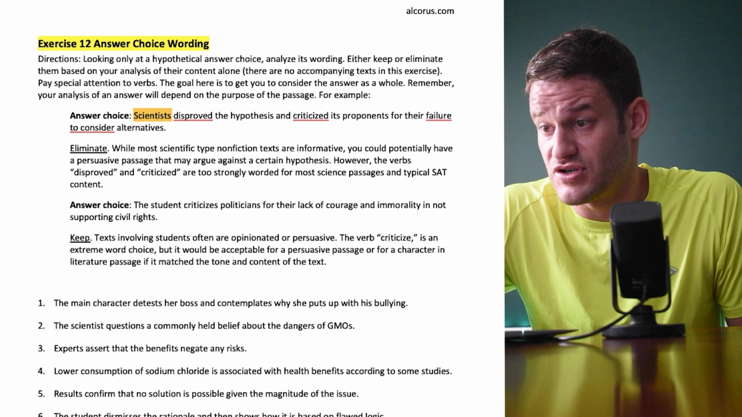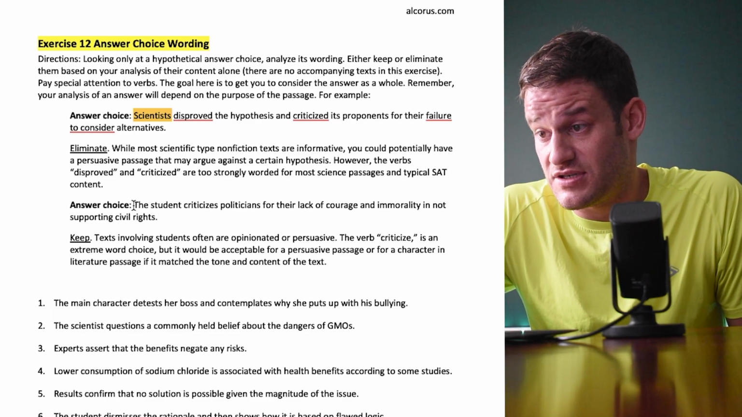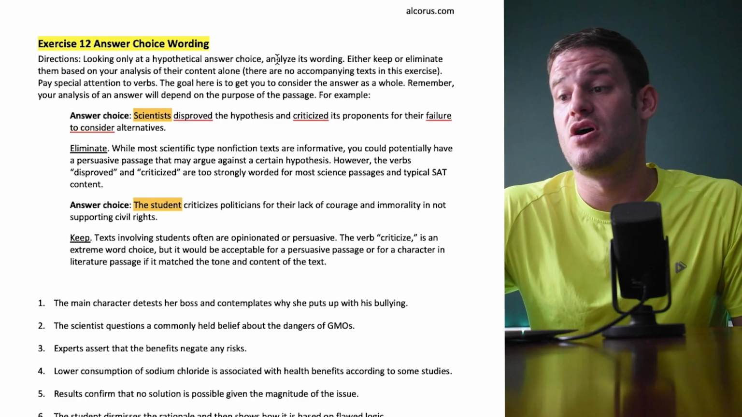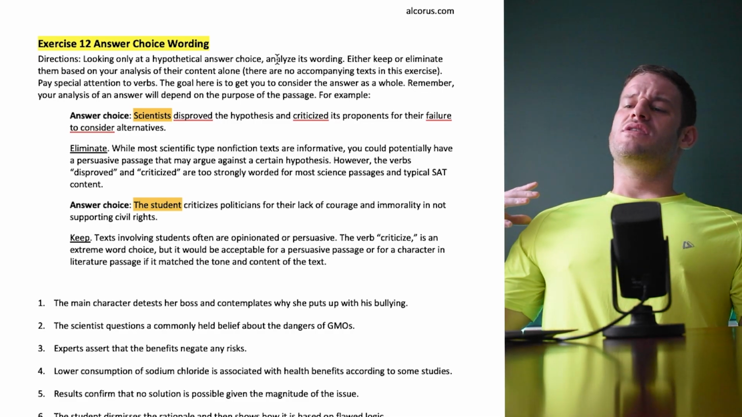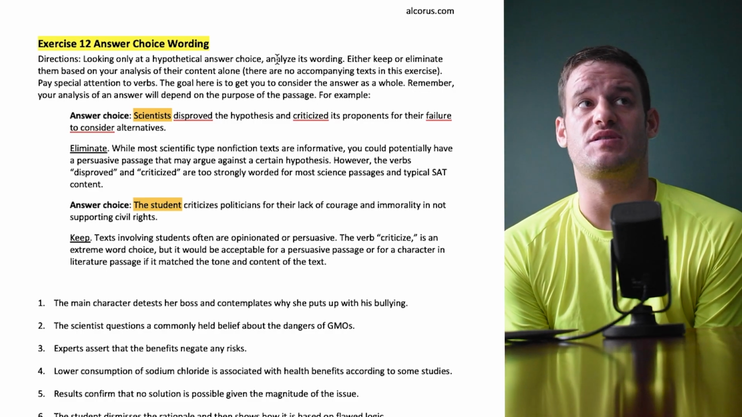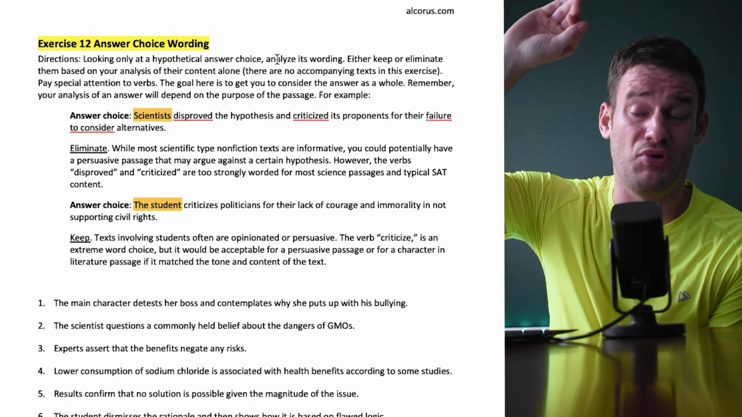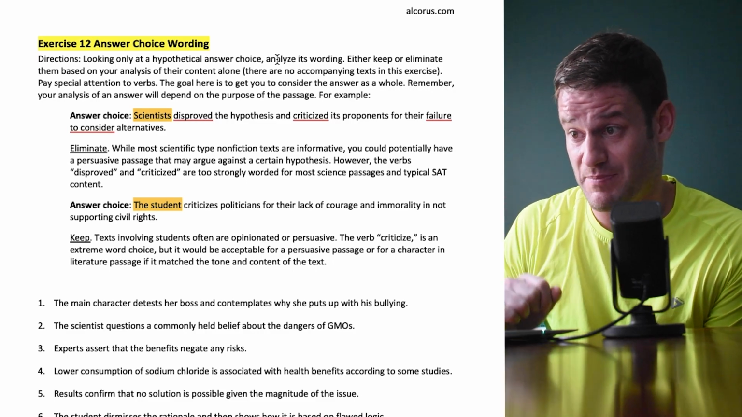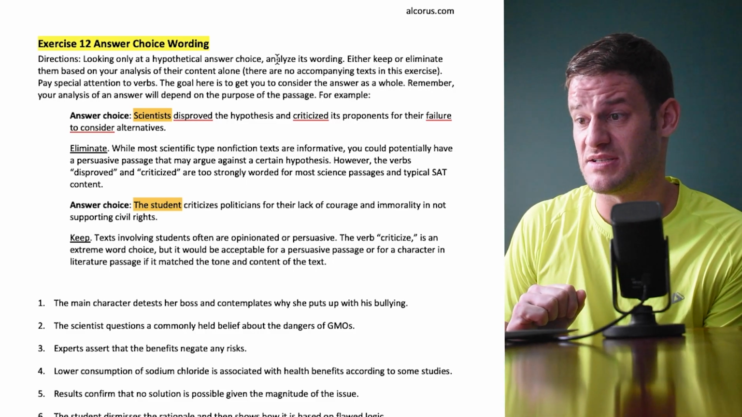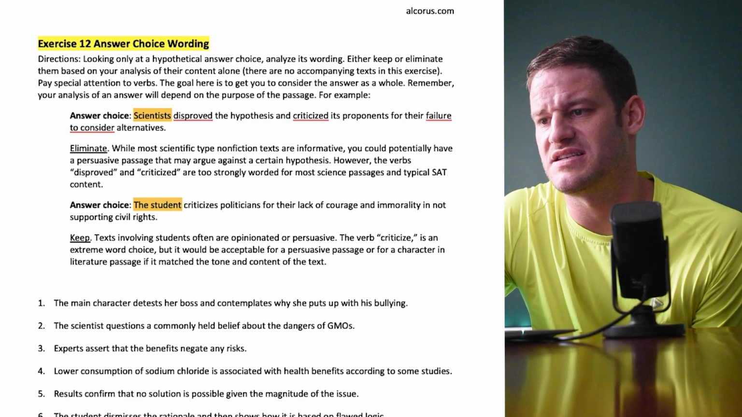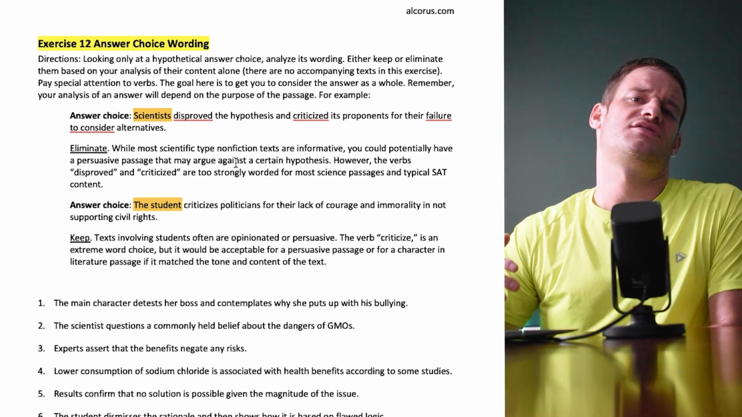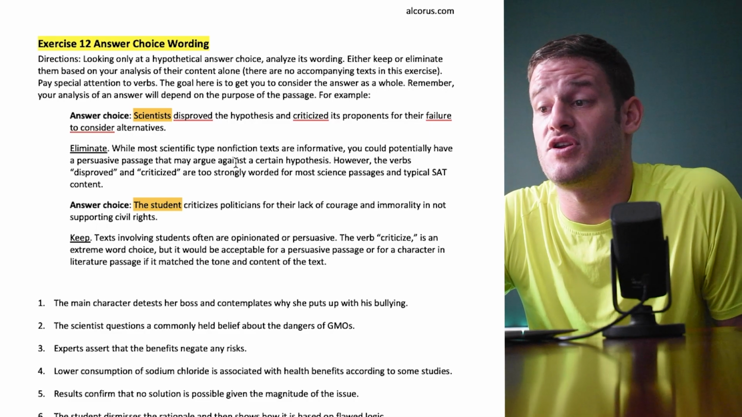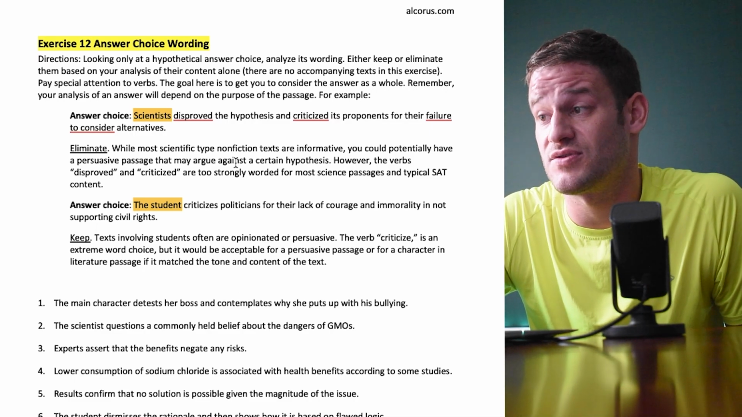Okay, let's look at another example. So in this case, we have the student criticizes politicians for their lack of courage and immorality in not supporting civil rights. Now, we do have nonfiction passages talking about students' opinions. Sometimes maybe it is one of the bullet point questions. Typically, though, in those student-type passages, students may be expressing opinions. We notice here it's not so much scientific, they're criticizing politicians, which seems like a bit more safe than criticizing scientists or people supporting a hypothesis, as we saw in that first answer choice.